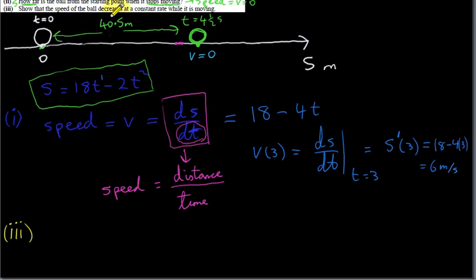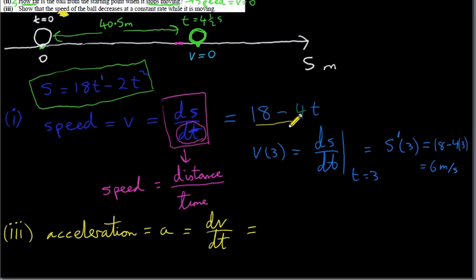Show that the speed of the ball decreases at a constant rate while it is moving. Now, if we're talking about how the speed of the ball changes, we're talking about the acceleration. Acceleration, denoted by the letter a, is the rate of change of speed with respect to time. The change in the speed divided by the time taken, or dv/dt. So we need to differentiate 18 minus 4t with respect to t to get the acceleration of the ball, and the acceleration tells us how the speed of the ball is changing.